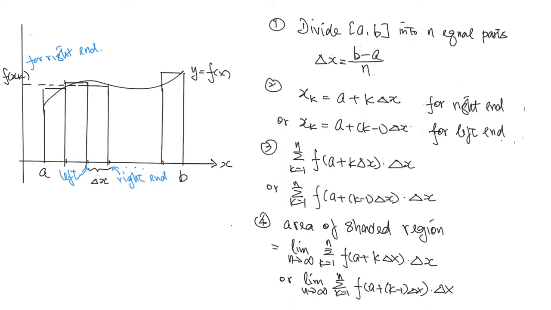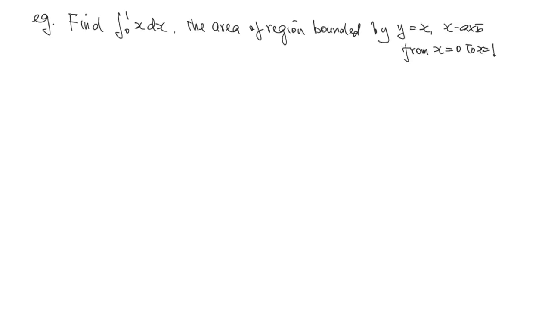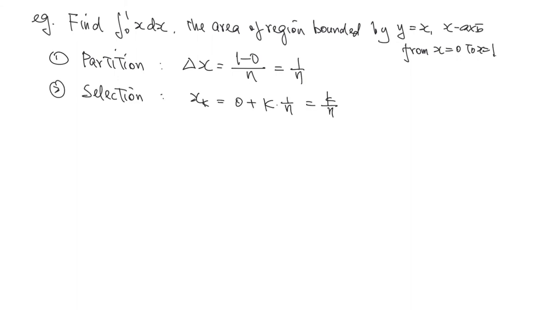German mathematician Riemann proved that both limits give the same value. In fact, so do all other choices taken in the interval. We call this calculation for the area the Riemann sum. In notation, we write it. It is done by 4 main steps: partition, selection, summation, and taking limit. A simple example illustrates how the area is obtained by Riemann sum. First, partition, then selection, and summation.